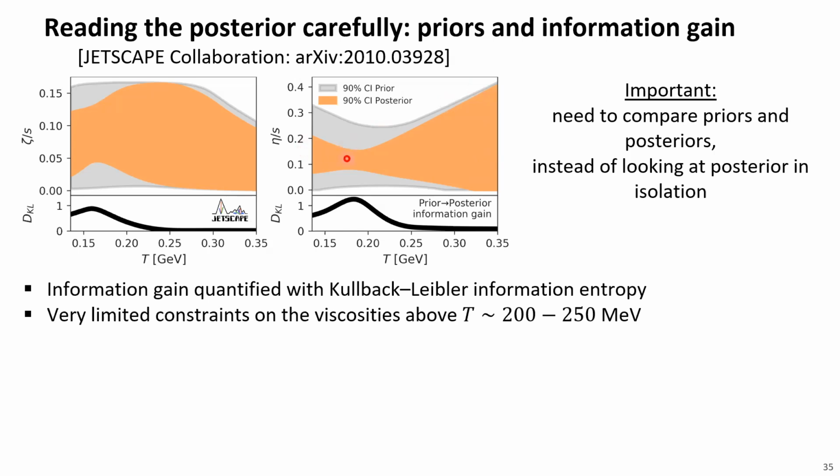But we have decent constraint at lower temperature, and we get values between maybe 0.08 and 0.2, which is also typical of what is found in the literature. And for bulk viscosity, we do exclude small values of bulk viscosity. So at least using our model at the moment, we have very good evidence that we have a finite bulk viscosity.